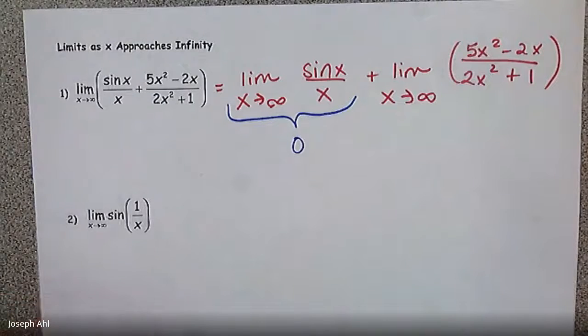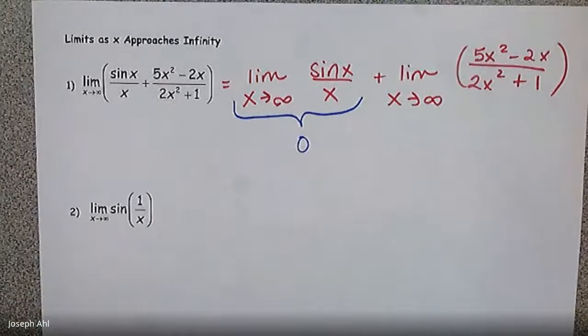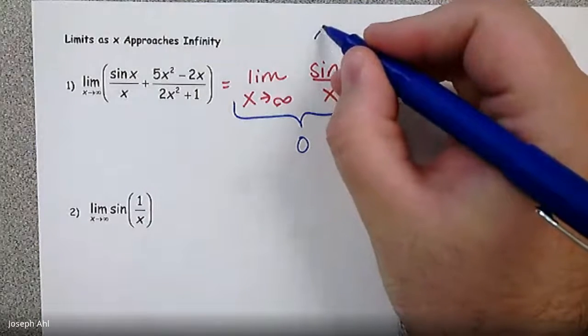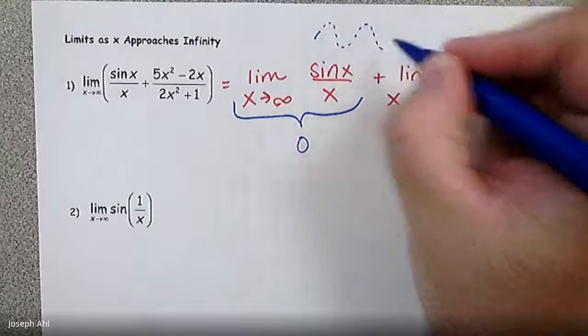So why is that the case? Well, let's kind of analyze this. Sine x on top, as x gets bigger and bigger and bigger, this is oscillating, right? So this is going to go between -1 and +1, and -1 and +1, and I can't decide what to do.